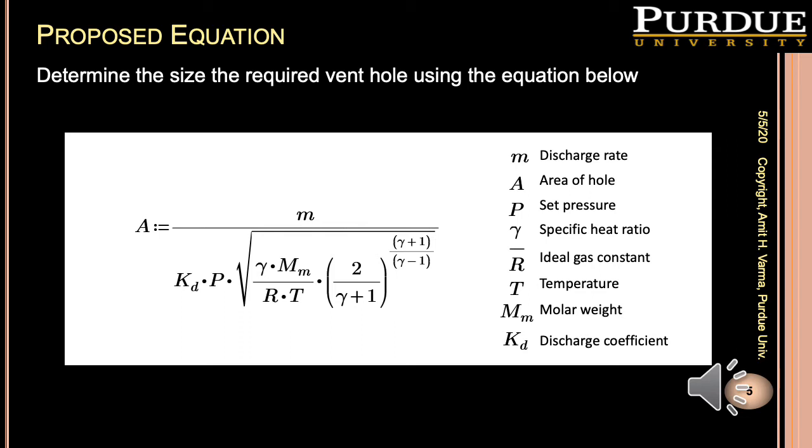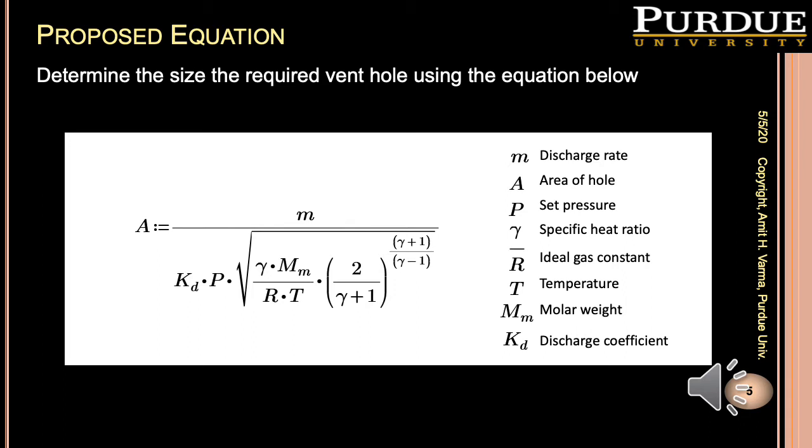Based on the assumptions that we've talked about previously, we can use this proposed equation to determine the size of required vent holes or the spacings of required vent holes. And there's a lot of parameters, and all of them have been defined here. But the important ones, let me talk briefly about the important ones. The discharge rate M, which in our case would be equal to the maximum rate of vapor production, and then the area of the hole, which can be your input parameter or your output parameter. So you can choose between the area or the spacing.